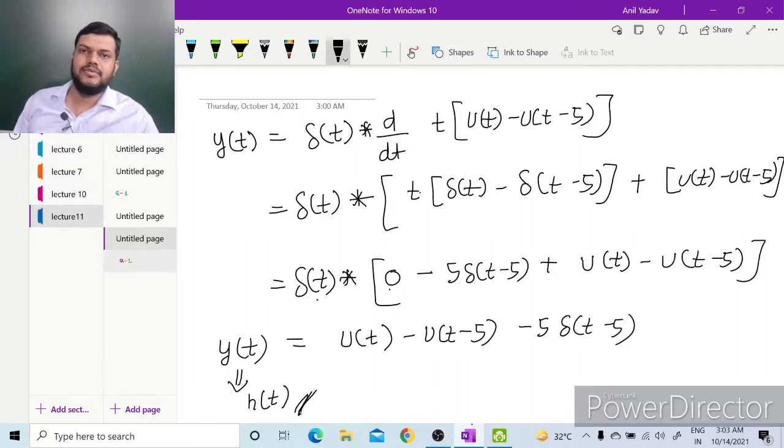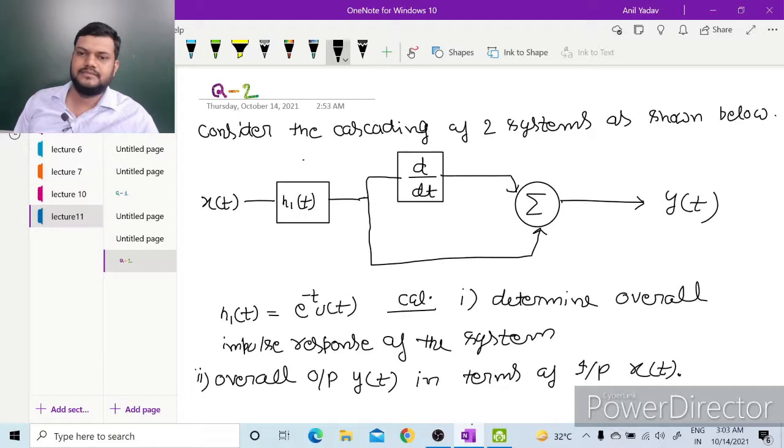So let us move on to another question. This question says, consider the cascading of two systems as shown below. System 1 is this and system 2 is this. Impulse response of system 1, h1(t), is given as e^(-t) u(t), and we have to calculate two things. First one is the overall impulse response and second one is the overall output in terms of overall input.